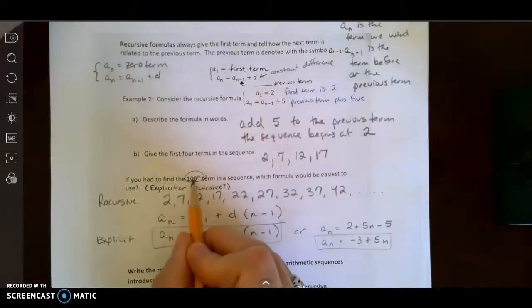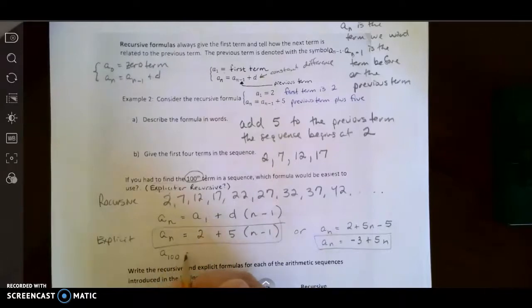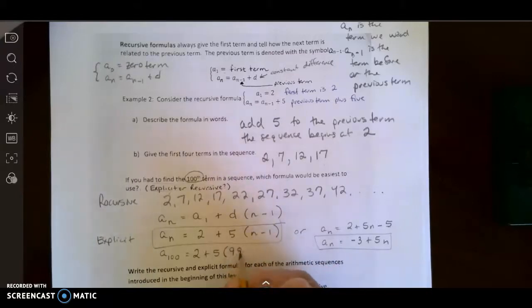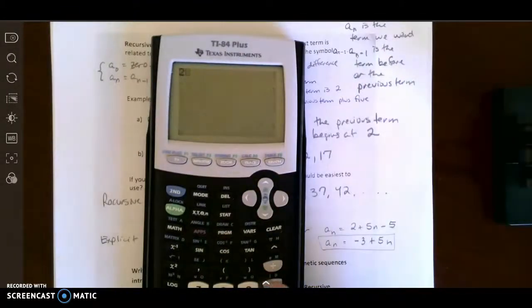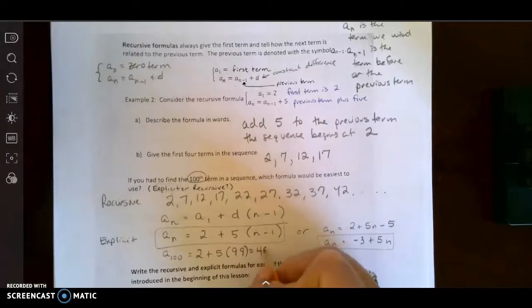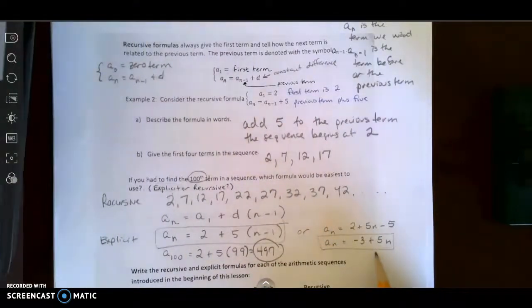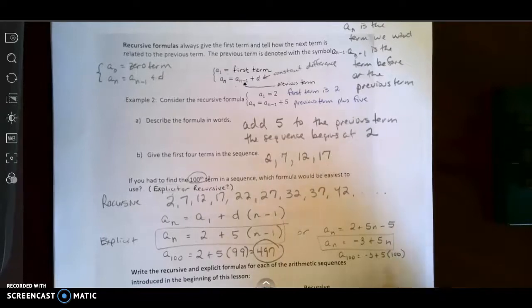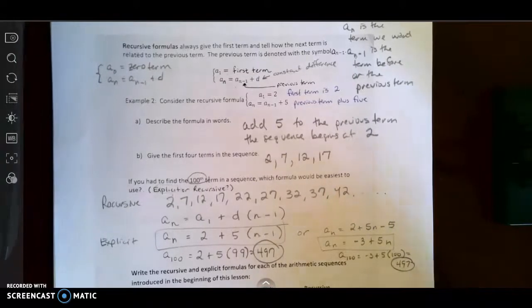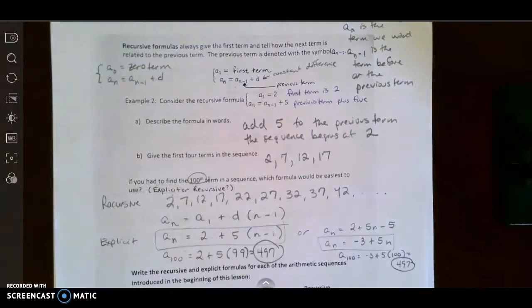And I want to find the 100th term. A sub 100 is 2 plus 5 times 100 minus 1, that would be 99. So I can use my calculator and do 2 plus 5 times 99, and I get 497. If I wanted to use this formula, a sub 100, negative 3 plus 5 times 100, which is negative 3 plus 500, which is 497. Either way, I get 497 as my 100th term, and I used my explicit formula.